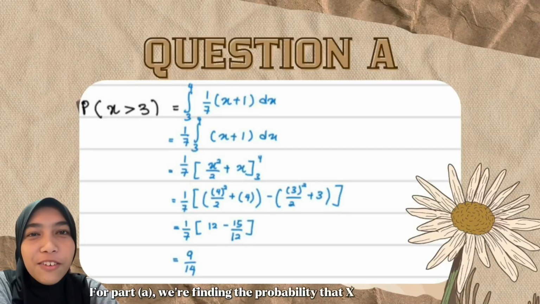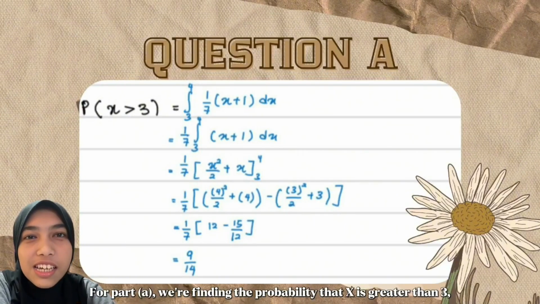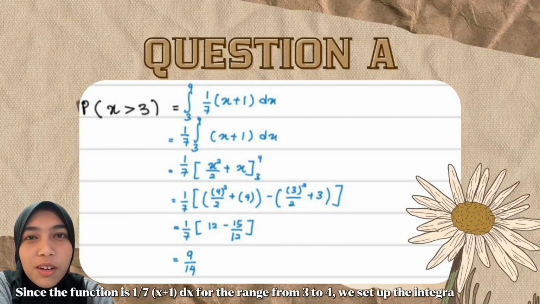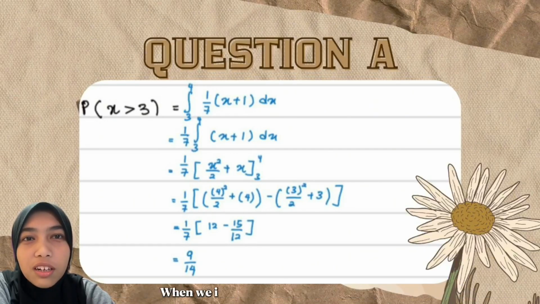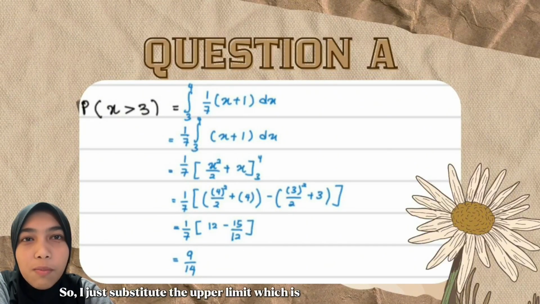For part A, we are finding the probability that x is greater than 3, since the function is 1/7 multiplied by (x + 1) dx. For the range from 3 to 4, we set up the integral from 3 to 4. When we integrate x + 1, we get x squared over 2 plus x. So I just substitute the upper limit, which is 4, and the lower limit, which is 3.